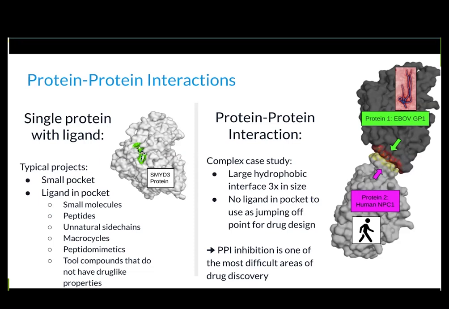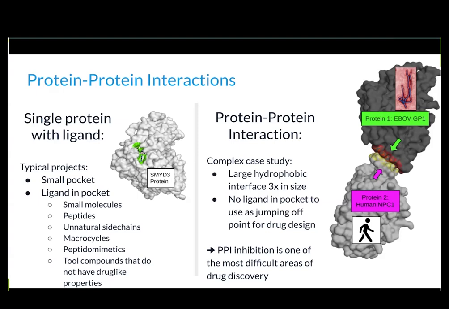This Ebola-human protein-protein interaction is typical of other diseases caused by these interactions, such as many kinds of cancers, autoimmune diseases, and viruses. Also, PPI inhibition is considered by many to be the most difficult area of drug discovery.